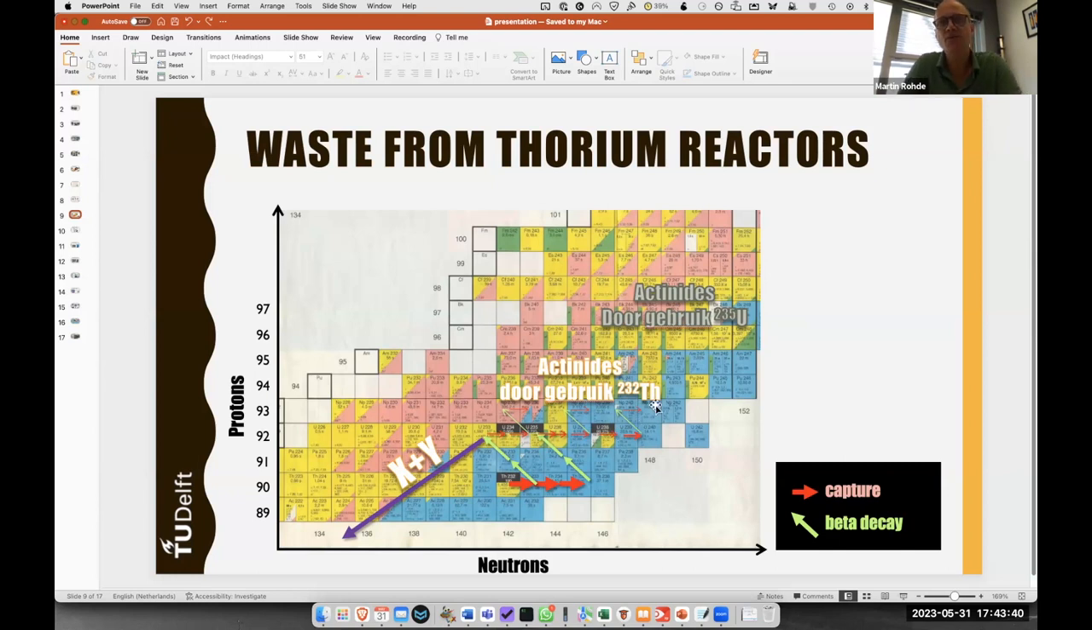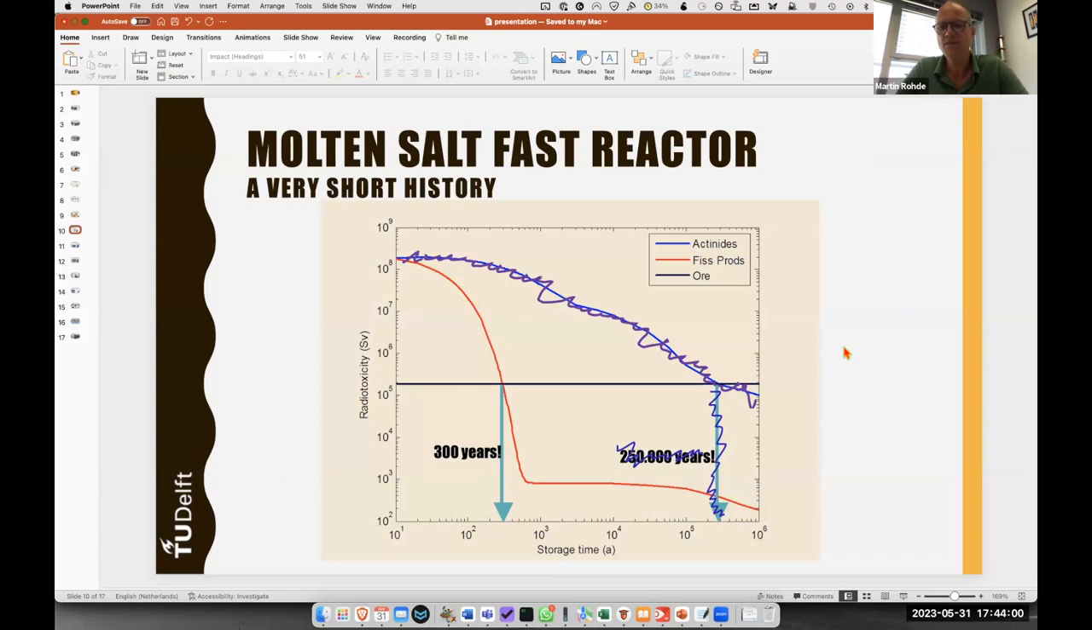So on average in a thorium reactor, there are much, much fewer long-living higher actinides, like the ones for uranium reactors, produced. And what does that mean? Well, that means that for the radiotoxicity, there are hardly any long-living actinides. So we can just scratch out this blue line. And then the radiotoxicity of the nuclear waste from the thorium reactor is fully determined by the fission products. So then we have 300 years.